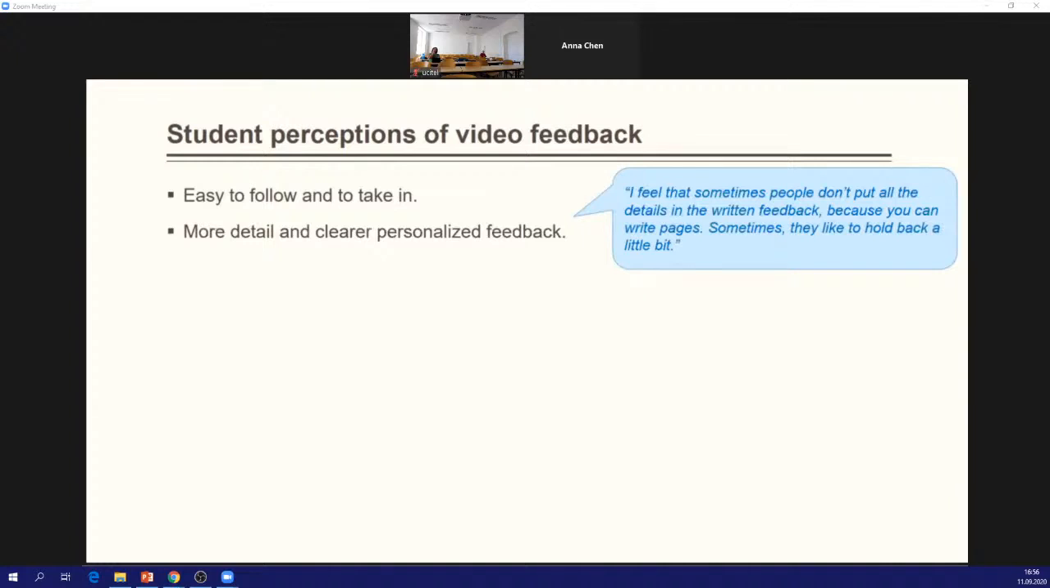Second, from student point of view, in videos, explanations were more thorough and in detail. One student said that, "I feel that sometimes people don't put all the details in the written feedback because you can write pages. Sometimes they like to hold back a little bit."